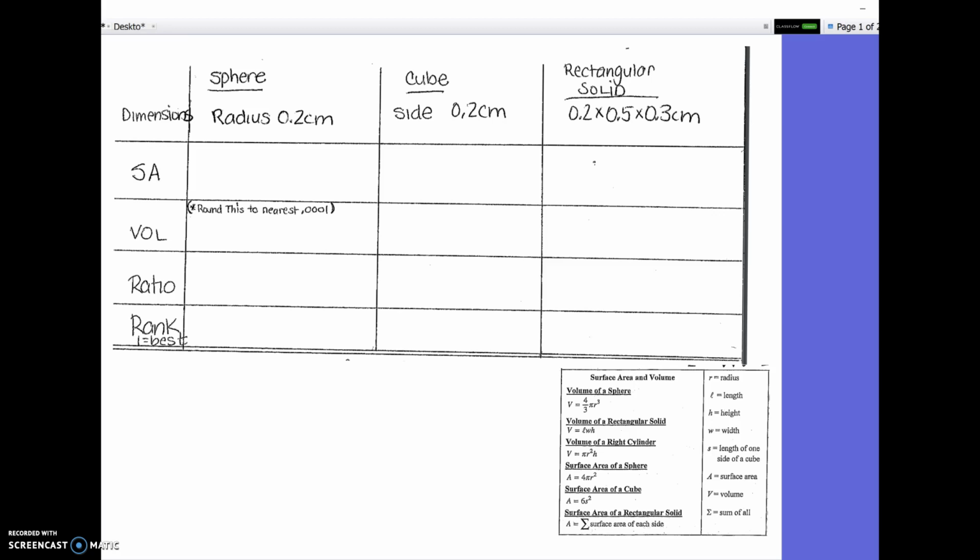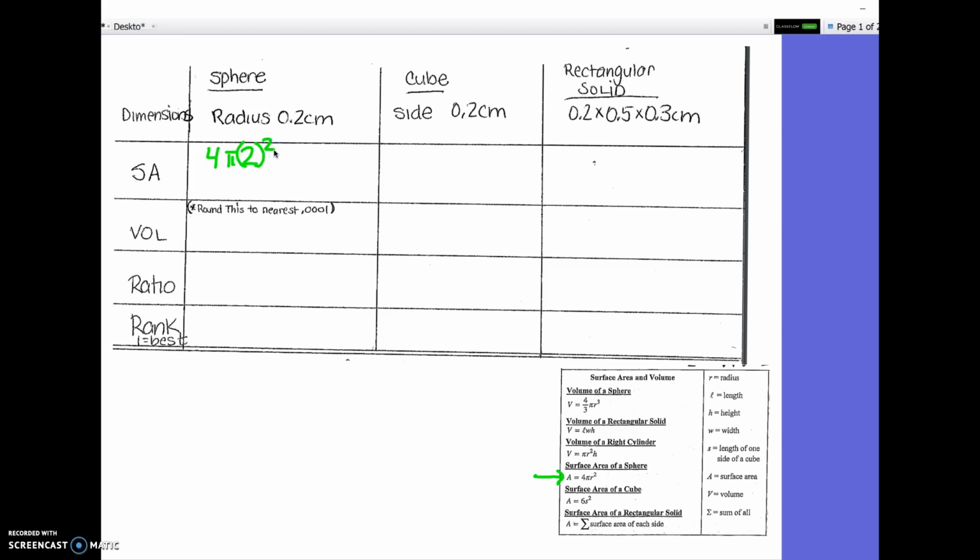So here is a sample of all three possible shapes I could give you, and I've also included a little picture of the formula sheet section that would apply to this area. So let's start with the sphere. For the sphere, we've got a radius of 0.2 centimeters. So if we come over here to get our surface area, here's our surface area for a sphere. It's 4 pi r squared.